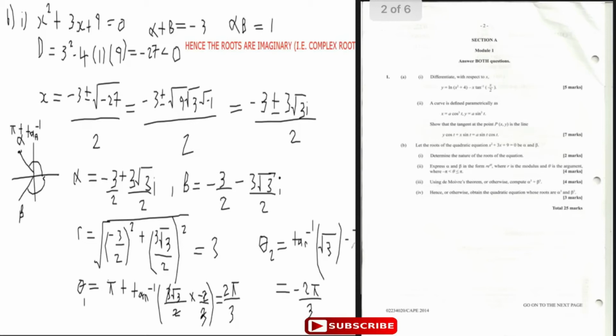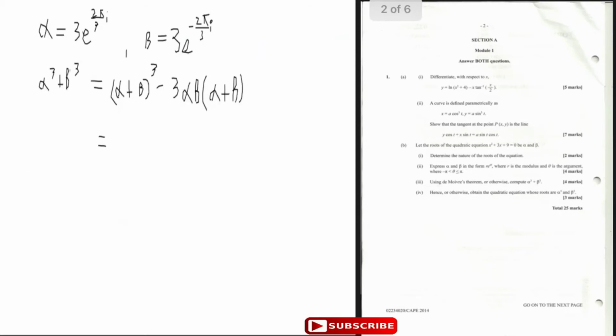So we're done already. We don't need to be working through so much complicated stuff about De Moivre's theorem. So alpha plus beta is just minus 3 cubed, minus 3 alpha beta, which is 9, times alpha plus beta, which is minus 3.